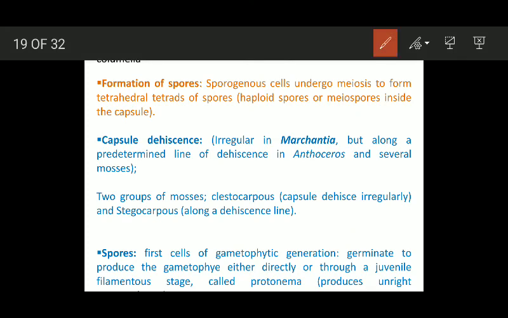Now the formation of spores, how spore formation takes place. The sporogenous cells which are present inside the capsule undergo meiosis to form tetrads of spores. Okay, they are in the groups of 4. When the spore mother cells undergo meiosis, there is the formation of tetrads of spores, a group of 4 spores having tetrahedral symmetry.